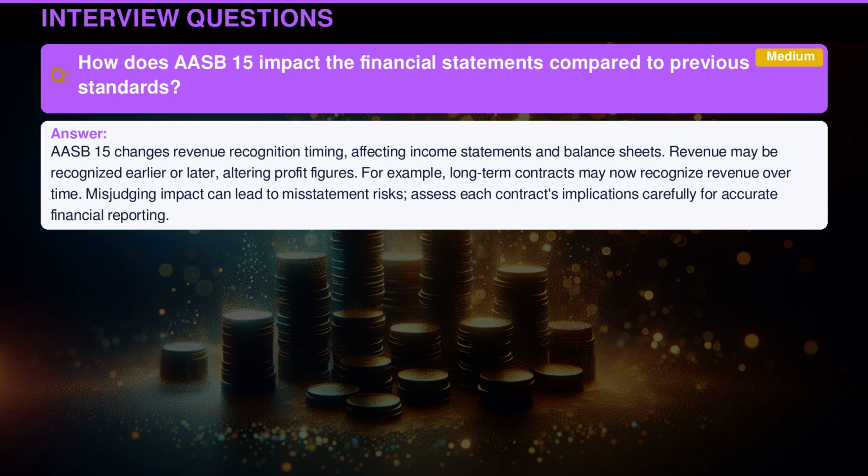AASB 15 changes revenue recognition timing, affecting income statements and balance sheets. Revenue may be recognized earlier or later, altering profit figures. For example, long-term contracts may now recognize revenue over time. Misjudging impact can lead to misstatement risks. Assess each contract's implications carefully for accurate financial reporting.